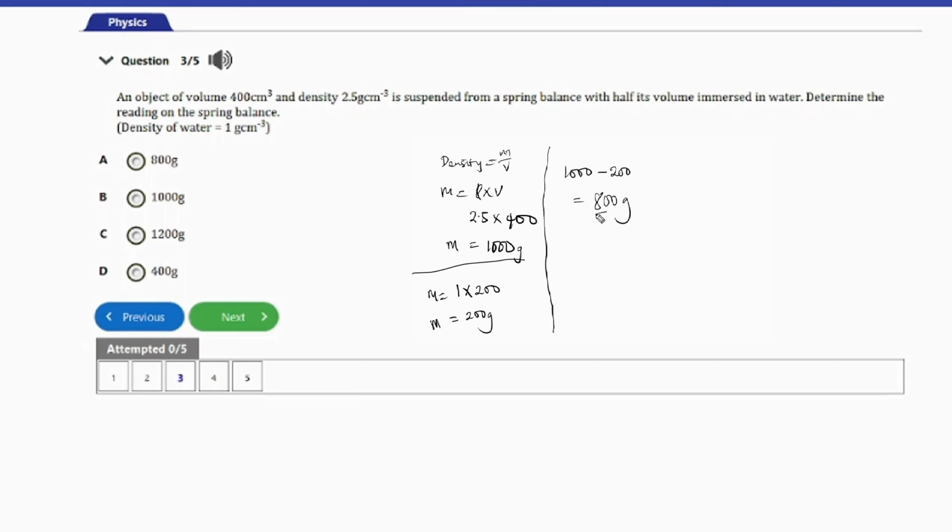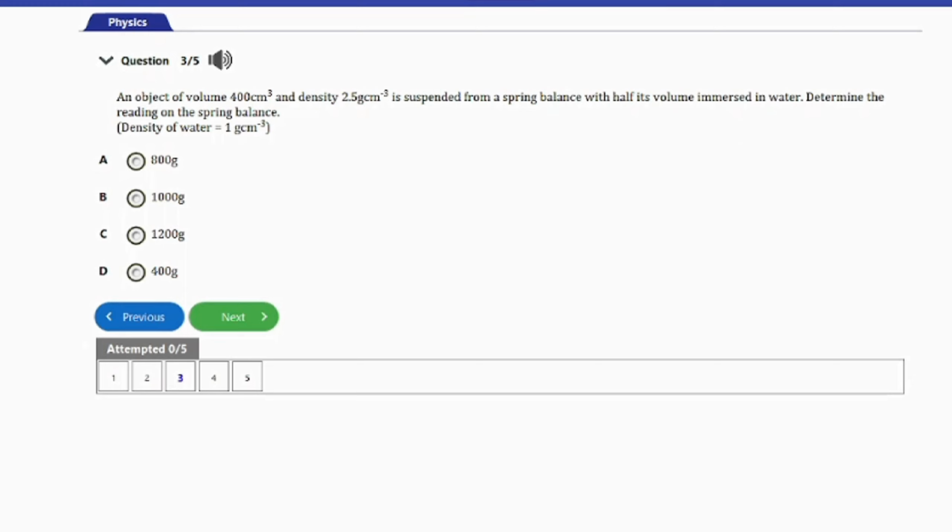And that's option A here. So the mass of this object, as shown in the spring, will be 800 grams, and that's it for this question. Option A is the answer. So let's go ahead and consider the next question, guys.